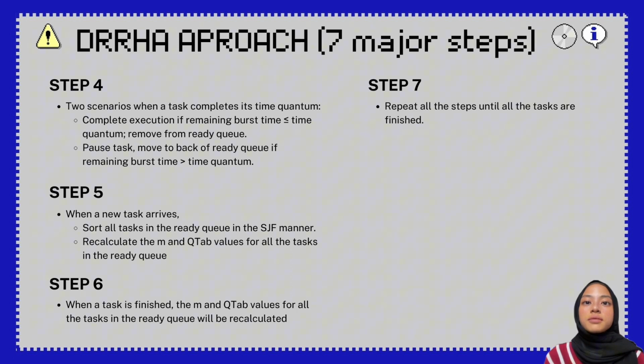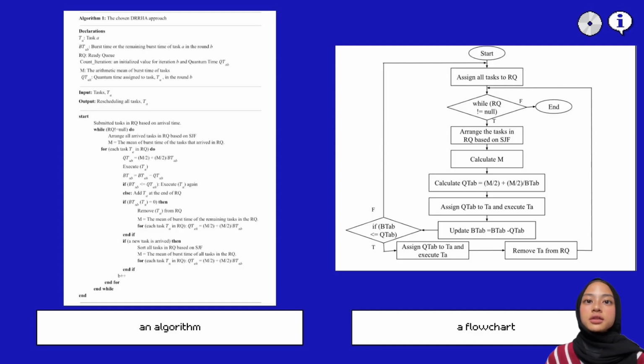Moving on to the 6th step, after the task finishes, we update the values for all the tasks left in the queue. Finally, the 7th step is to keep repeating all the steps until all the tasks are done. So, that's basically how we roll with this approach. Next, the diagram shown is the algorithm and the flowchart which illustrates the major 7 steps that I have explained earlier.